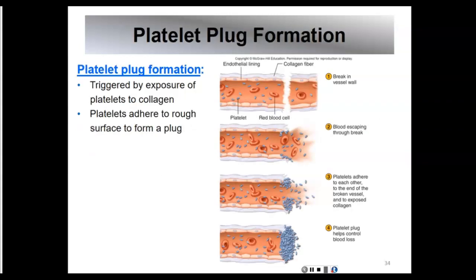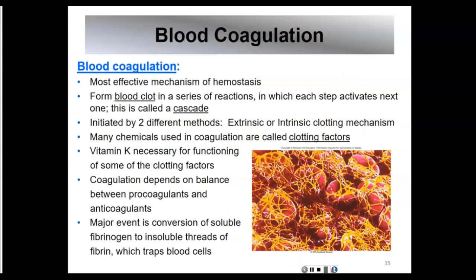Here's a picture of it. This is platelet plug formation. This is triggered by an exposure of the platelets to collagen through an injury. The platelets adhere to the rough surface and form a plug. Blood coagulation is the most effective mechanism of hemostasis.